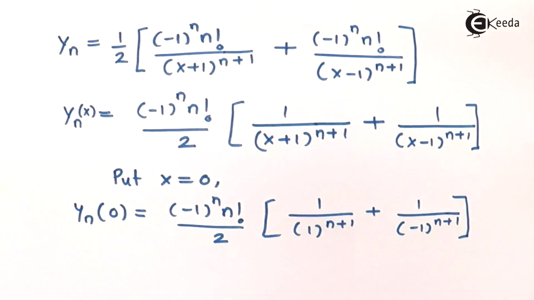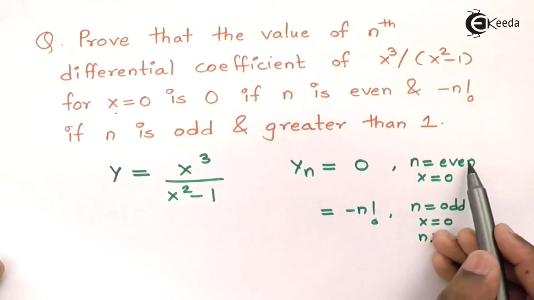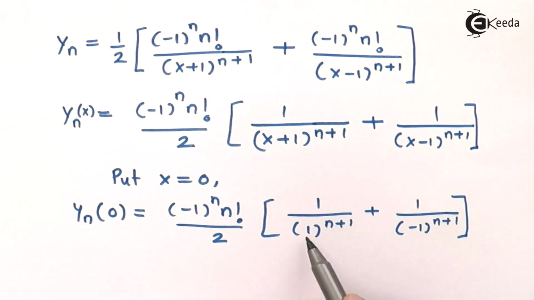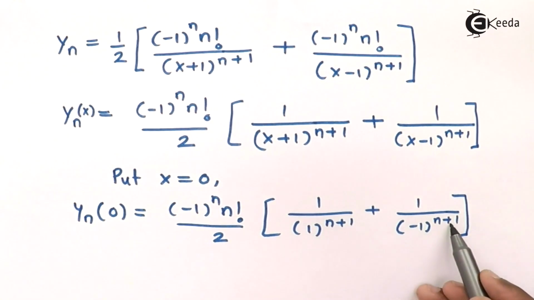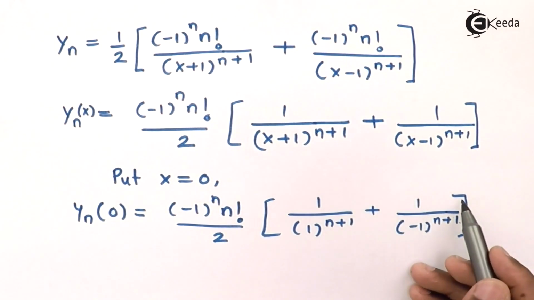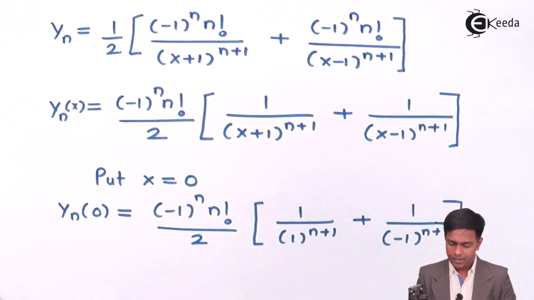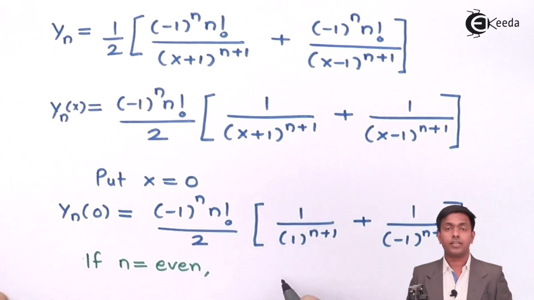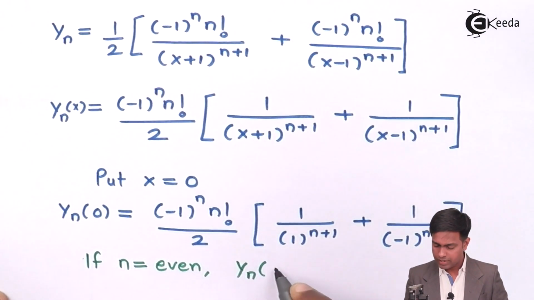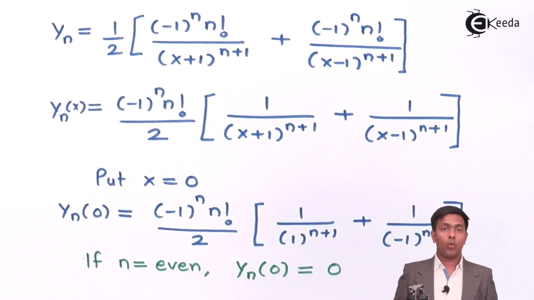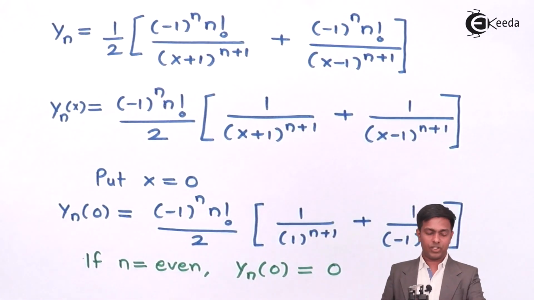And now guys, we can apply two conditions. So in first condition, if n is even, so guys, if n is even, this will become even plus 1 odd, and 1 raised to odd is 1. Even plus 1 will become odd, minus 1 raised to odd number is minus 1. So guys, here we are getting 1, here we are getting minus 1. So 1 plus minus 1 is 0. So here I will say, if n is even, then yn of 0 is 0, because 1 plus minus 1 is 0.